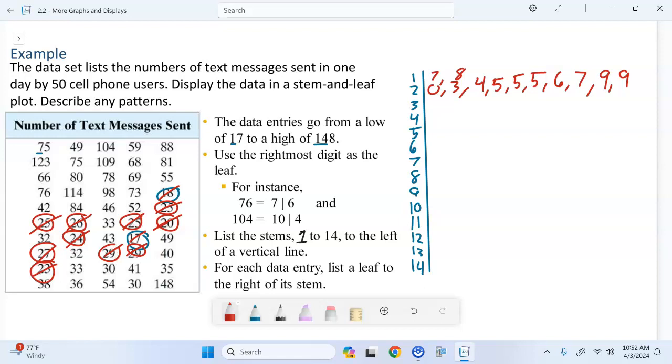Do the same thing, fill out the rest. These are the stems. Because our highest number is 148, we need to go all the way down to the 140s. That's why we go down to 14. So this is the 10s, 20s, 30s, 40s, all the way down to the 140s.